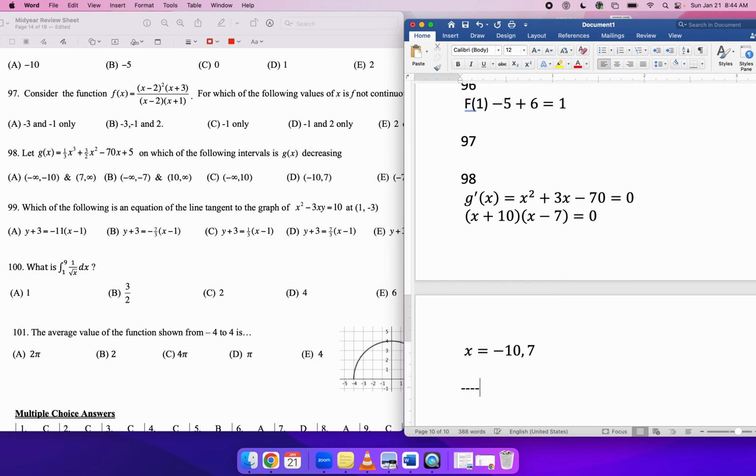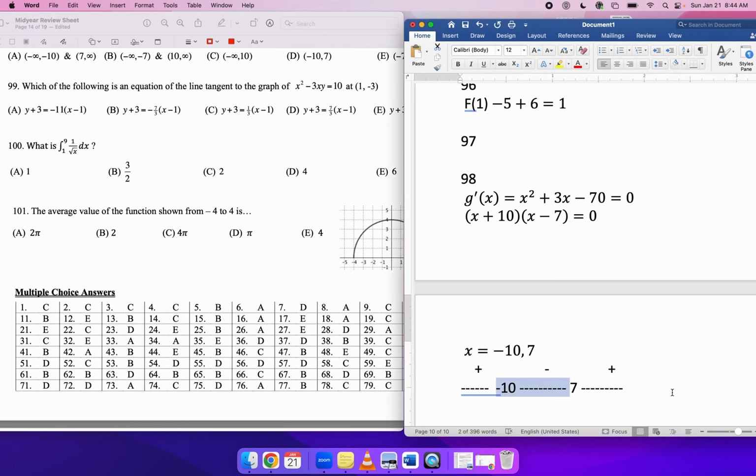So my number line looks like this. I've got negative 10, and then I've got 7. If I plug in a really big positive number, then it's going to be positive. This is going to be negative. That's going to be positive. So where is the function decreasing? Well, that's where the derivative is negative, and that's between negative 10 and 7.